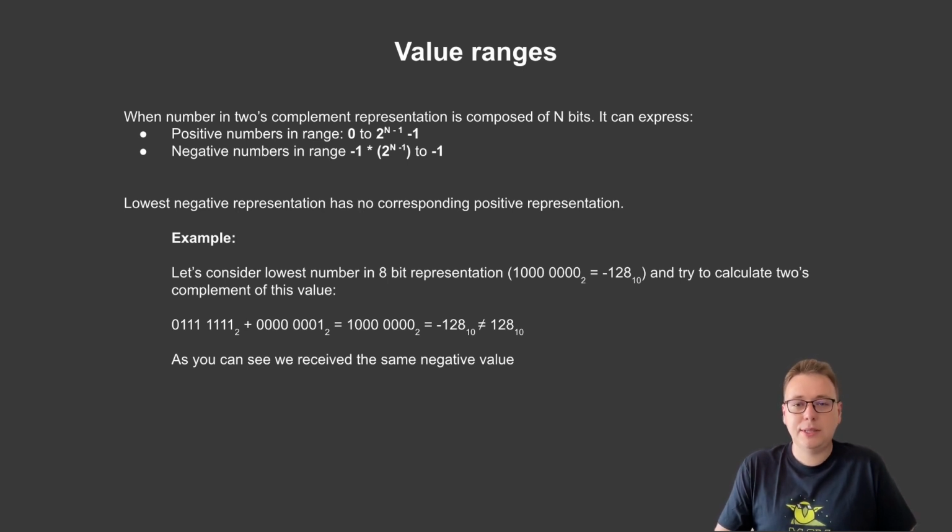As an example, let's take 8-bit representation and the lowest value, minus 128. In this case, if we invert all bits and add 1, then we will receive again negative value, minus 128. And that proves that in 8-bit representation, we cannot represent 128 value.